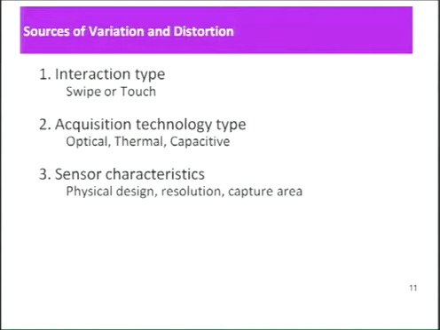Then you have the acquisition technology type, like I talked about, optical, thermal, capacitive. These all introduce their own distortions and variations in the resulting sample. And then you have the sensor characteristics. What is the physical design of the sensor? What is the resolution of the resulting image? What kind of capture area does that particular fingerprint sensor have? These are all characteristics that will affect a person's ability to interact with the fingerprint sensor.